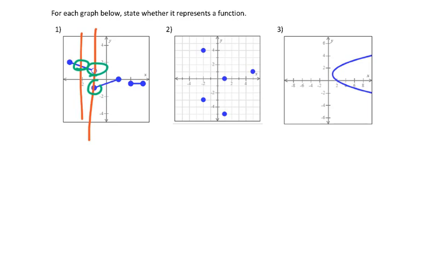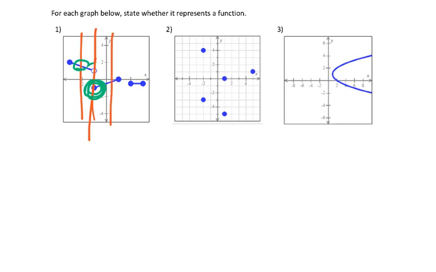Now, that would be true if this circle here was a closed circle. However, it is not a closed circle, it's an open circle. So when I draw this vertical line through that spot right there, it really only touches this graph one place where that solid circle is. So far, it still holds that it looks like it's going to be a function.